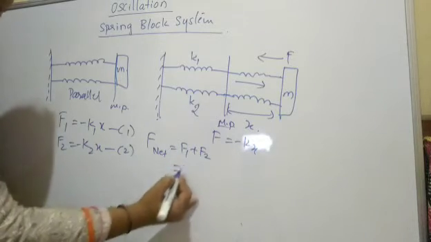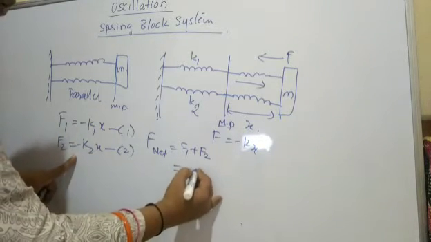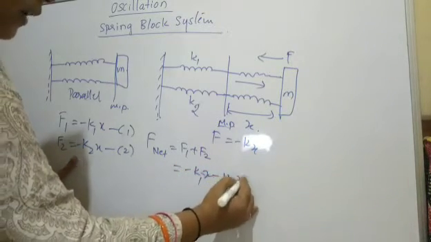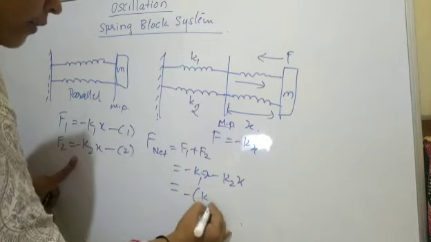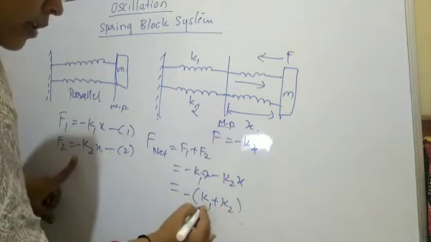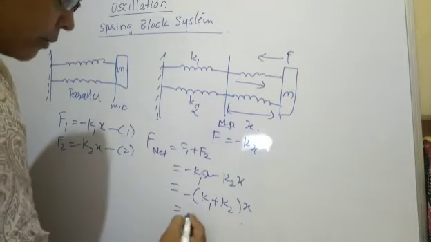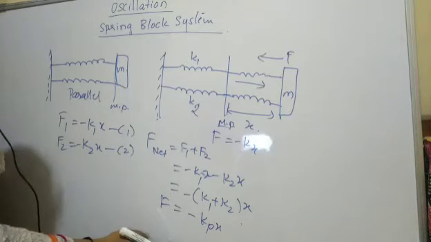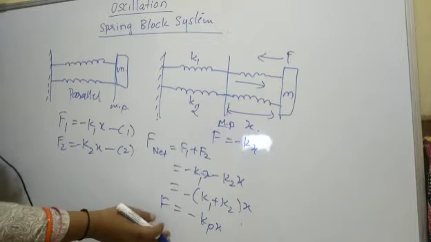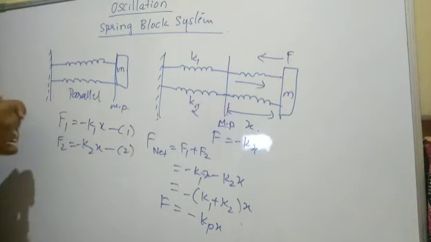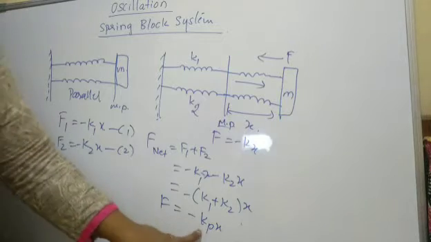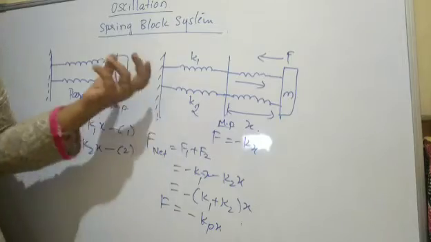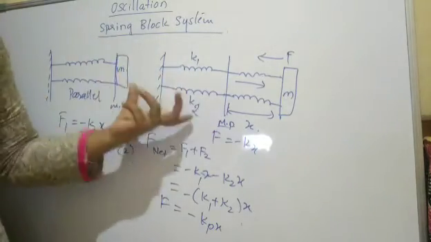Now we are getting minus K1x minus K2x. Taking x outside, I get minus K1 plus K2 times x. I am writing this as minus Kp x. So F is equal to minus Kp x. That means it is the effective spring constant or force constant, where K is nothing but the spring constant.